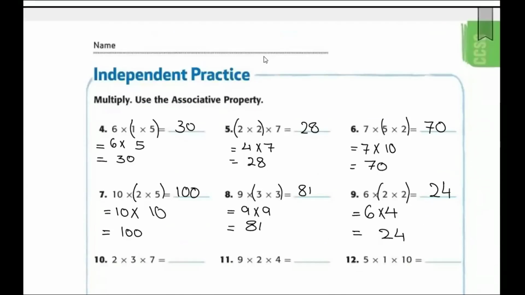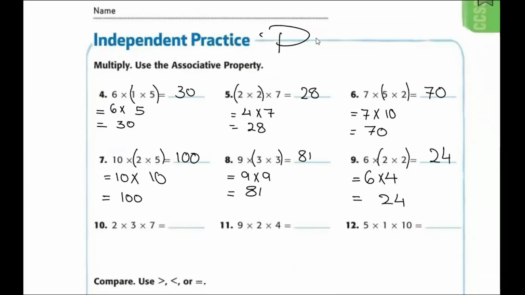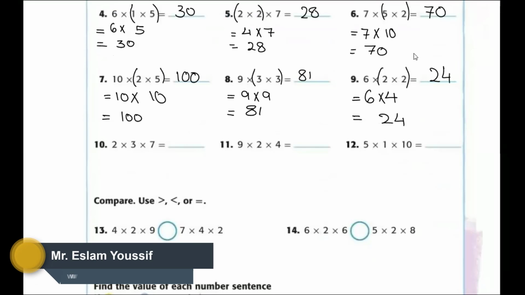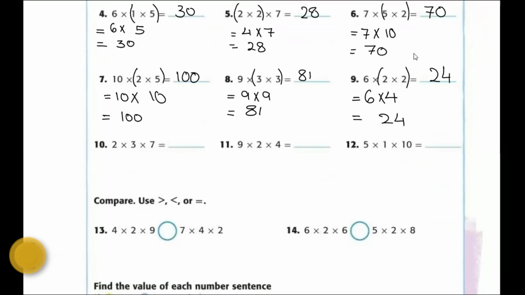Now we are solving on page 169. When you finish, please close your mic. Don't wait for me to close your mic. Okay, so 2 times 3 is 6. At the first, it would be 2 times 3, and 6 times 7 equals 6 times 7.